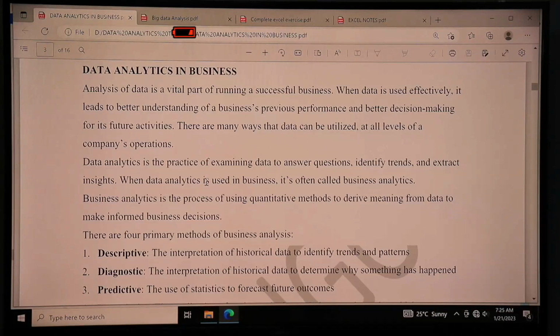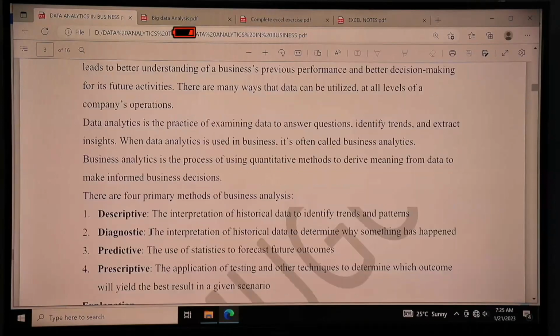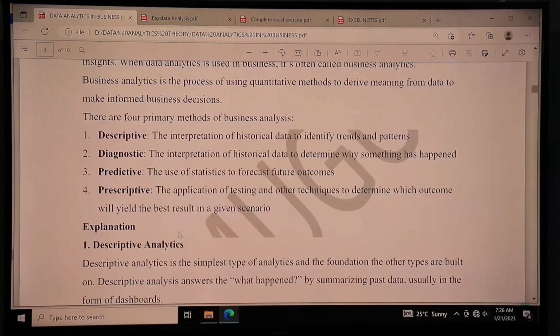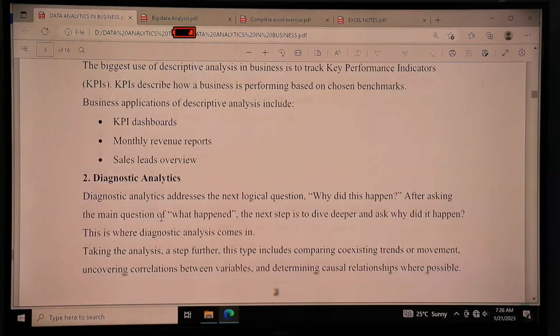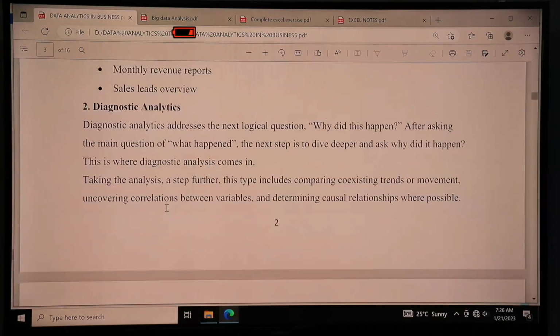So the four primary methods of business analytics we discussed are descriptive, diagnostic, predictive, and prescriptive. We explained each one of them, and in every case we had an example. So I believe this is something that you keep on reminding yourselves of.